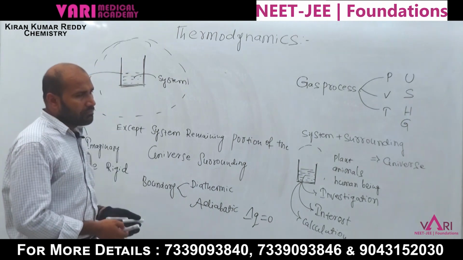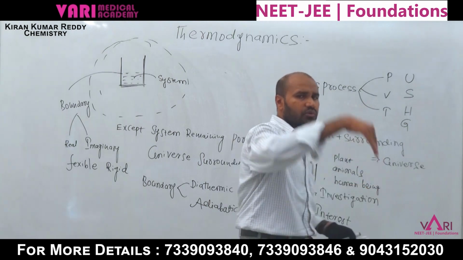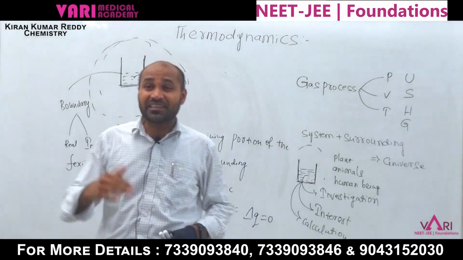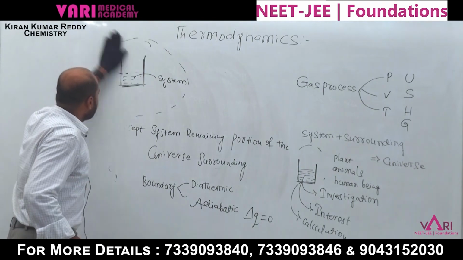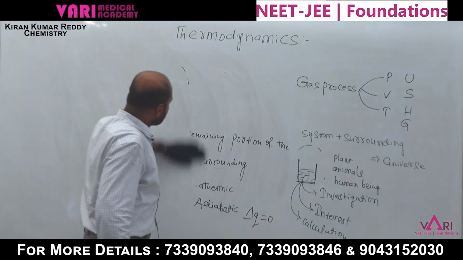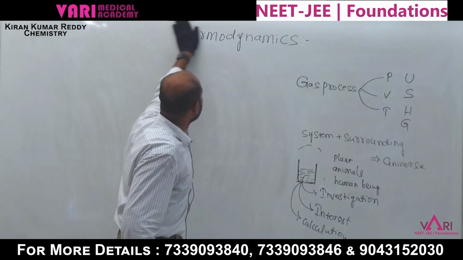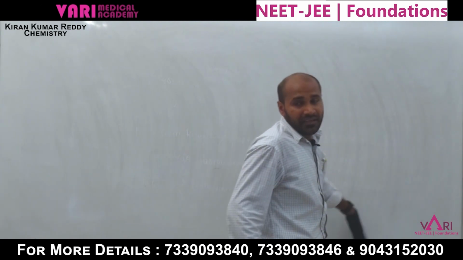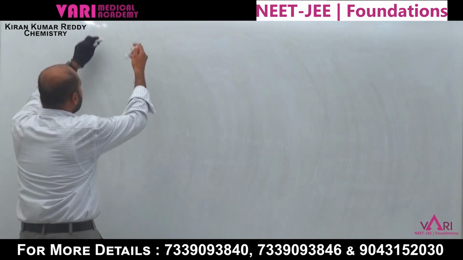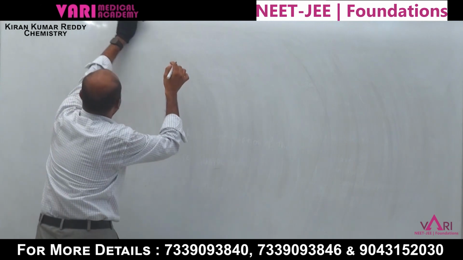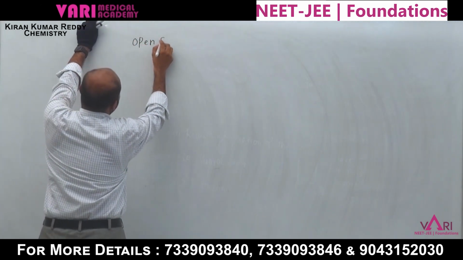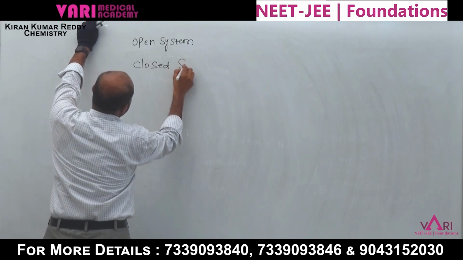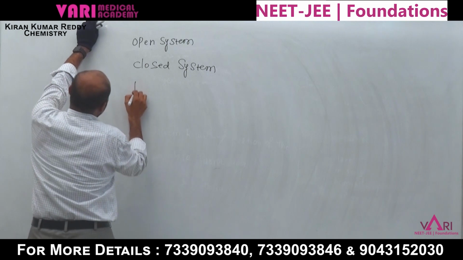And based on matter and energy transferred from system to surrounding, the systems are classified into three types. Based on which property are we classifying? Based on energy and matter transferred from system to surrounding. The systems are divided into three types. Write down: open system, closed system, and isolated system.